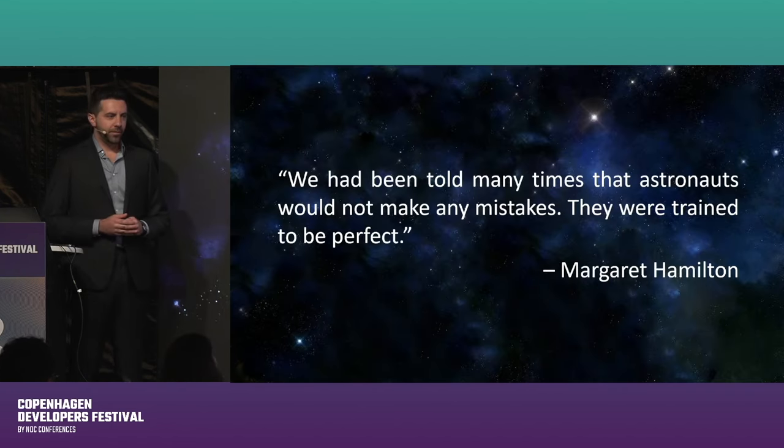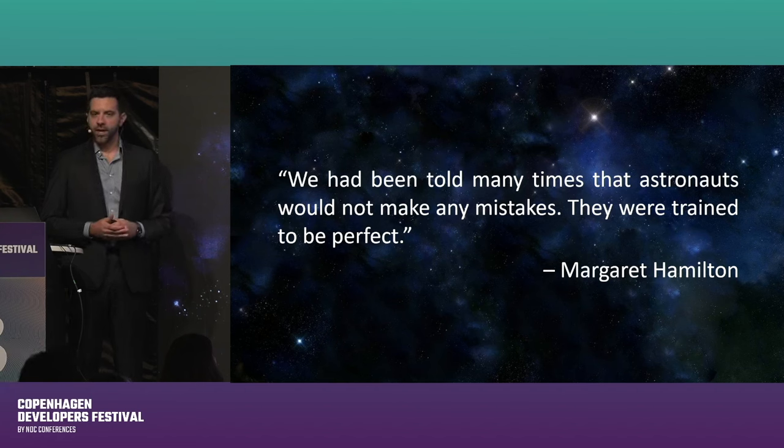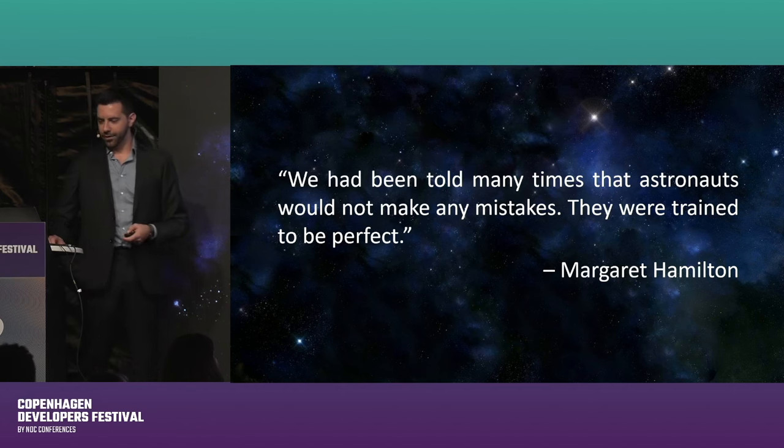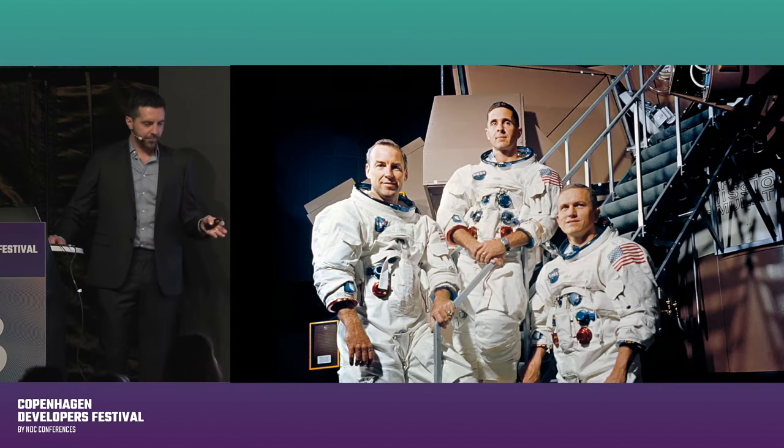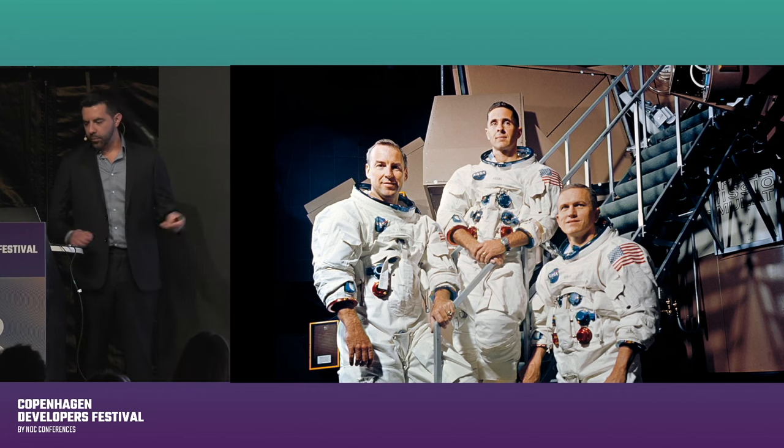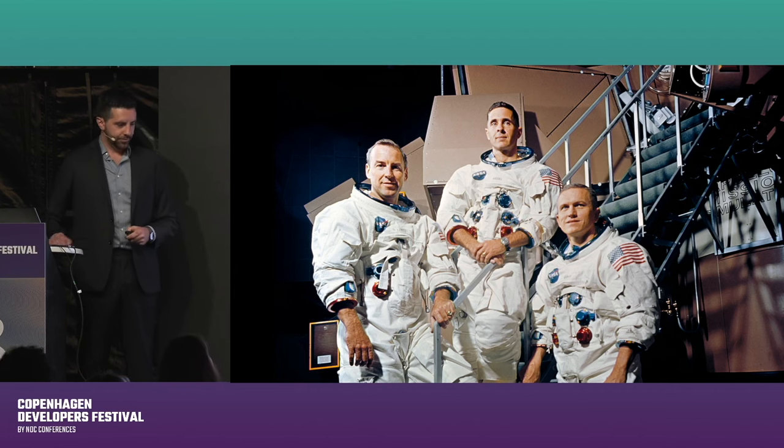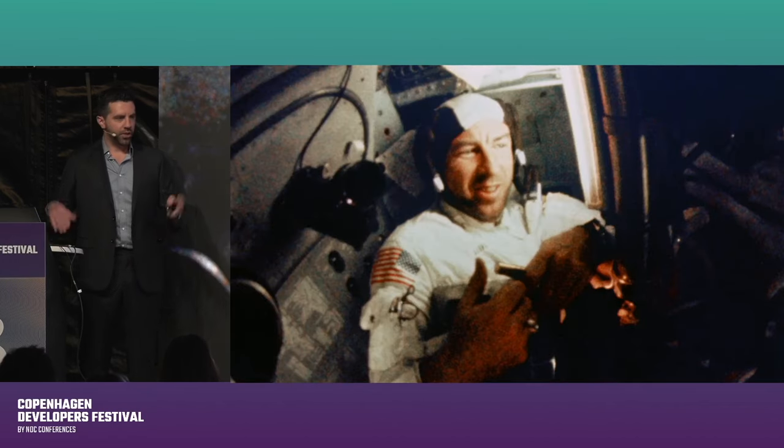Because astronauts are perfect. Astronauts don't make mistakes. They are trained to the point where that could never happen. That's a little foreshadowing right there. So Apollo 8, we have the crew, Frank Borman, Jim Lovell, and Bill Anders. Jim Lovell's a name you'll hear a couple times tonight. And they're launched up, that all goes great, and they're on the way from Earth to the moon.